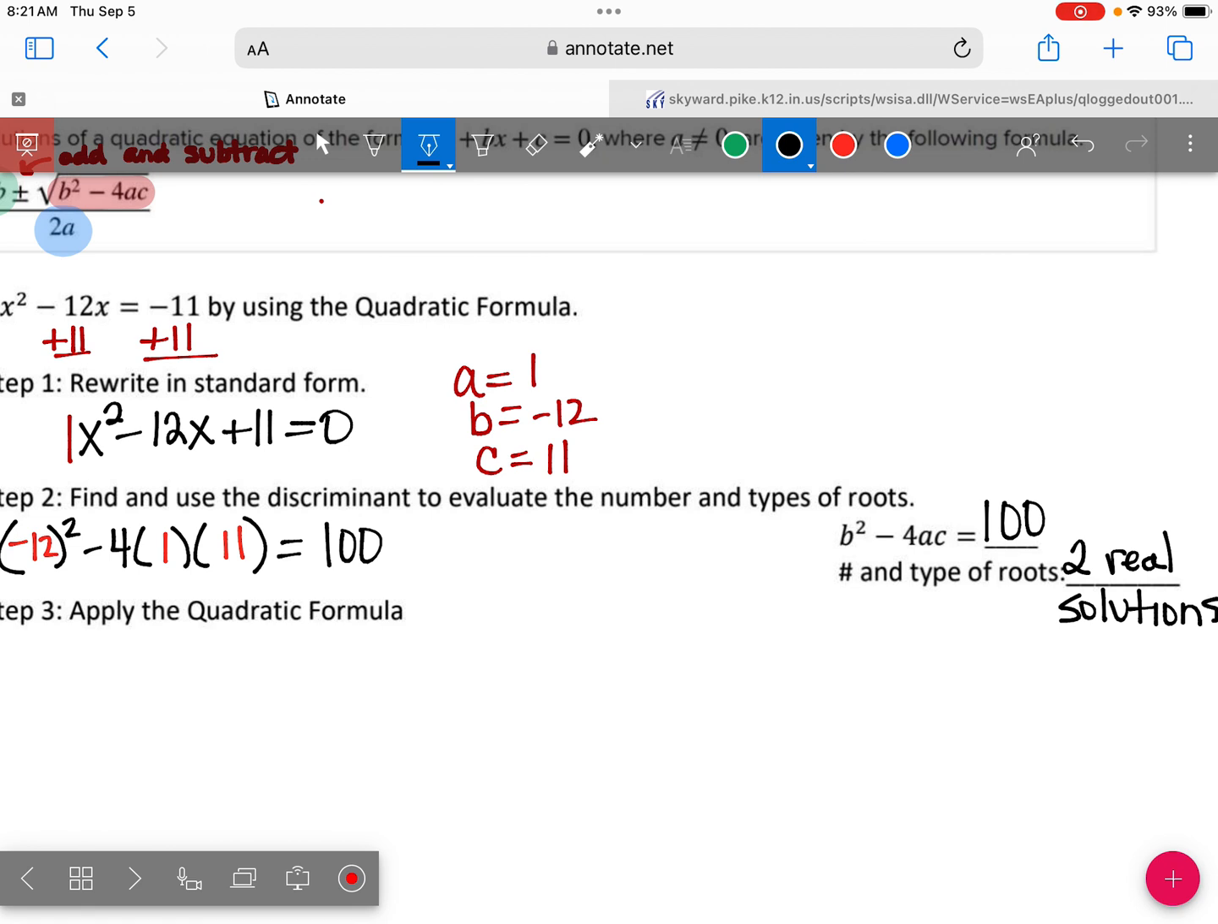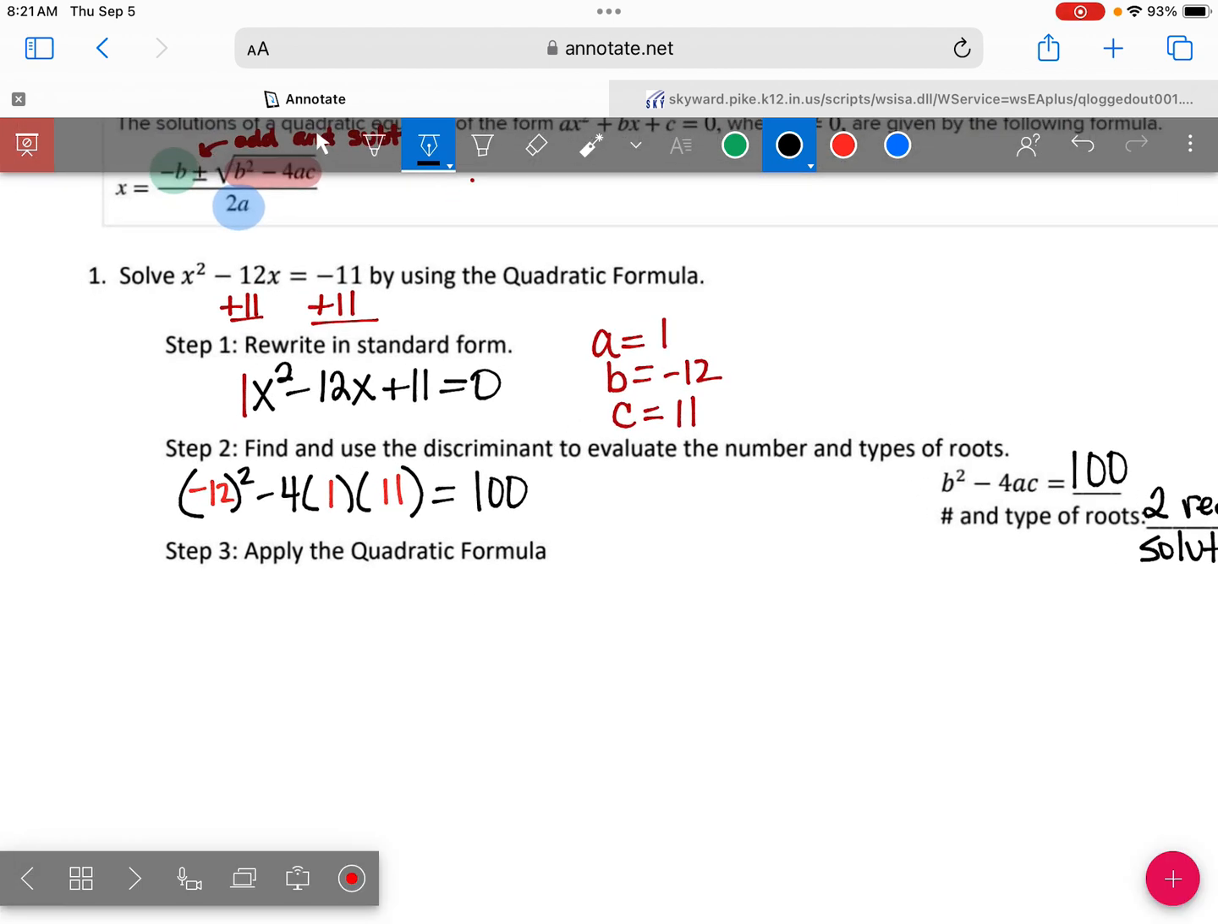So remember, that's the part underneath the square root. So whenever you do that, the next thing you're going to do, step number 2 or step 3, is take the square root of that number. So we have to figure out what the square root of this number is. Sometimes it's going to be a whole number. Sometimes it's going to be a decimal. And if it's negative, it's going to be imaginary. This is actually a whole number.